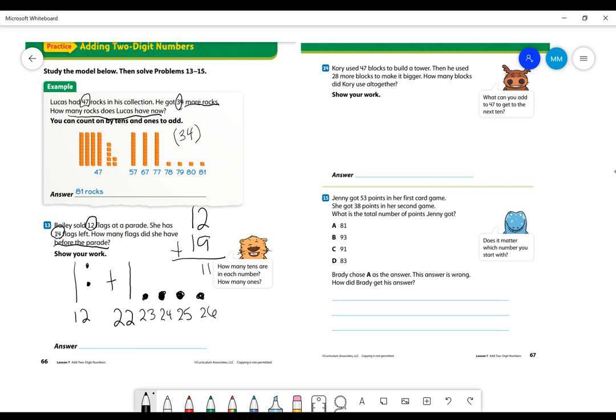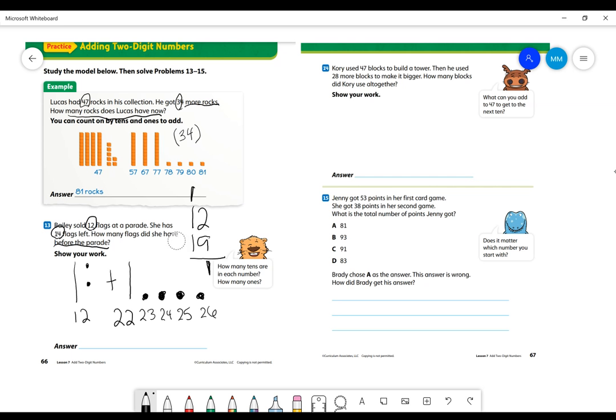Because if I have 11 ones, that means I have a 10 in the ones place, and tens hang out with tens and ones hang out with ones. So in 2 plus 9, I would have 11 ones, which means I would have one that would hang out, and then I would move my 10 up to the tens place.